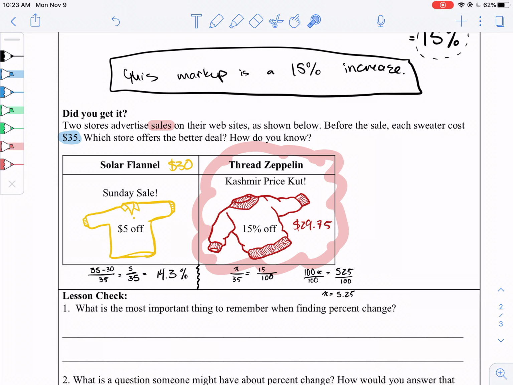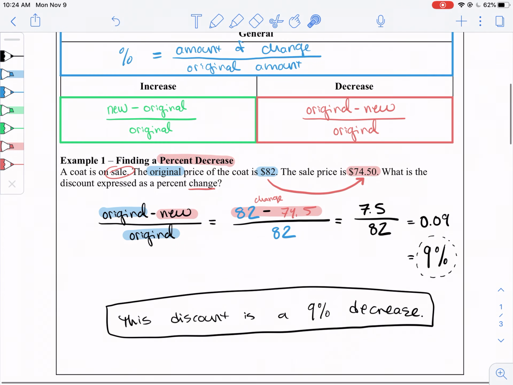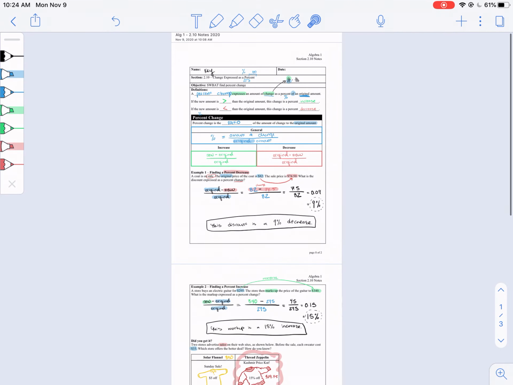Right? Cool. Okay, so when finding percent change, remember that you want to take the change, whatever that is, and divide it by your original amount. There are two ways to find change. If you increase, you want to take the new minus the original. If you decrease, you take the original minus the new. Yep, that's everything in a nutshell.